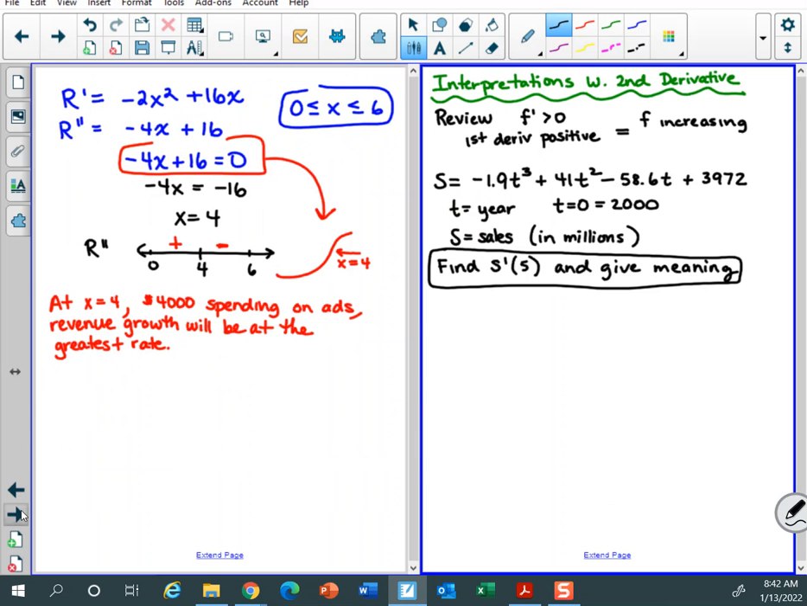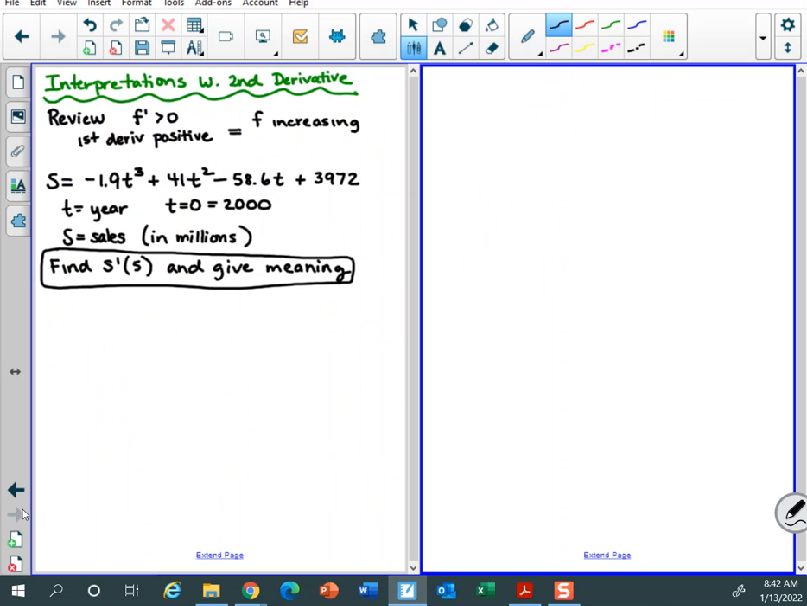Go a little double box here so I can look at my S. So S prime, that's negative 5.7, not a T. Oh yeah, it is a T. T squared, plus 82T minus 58.6. All right, so there's my S prime function.